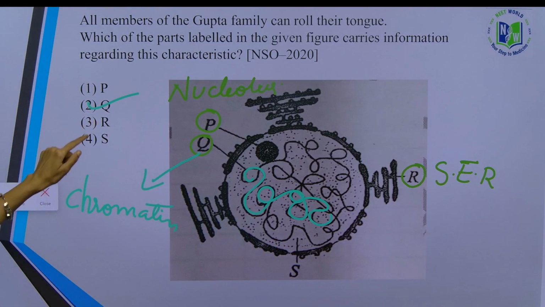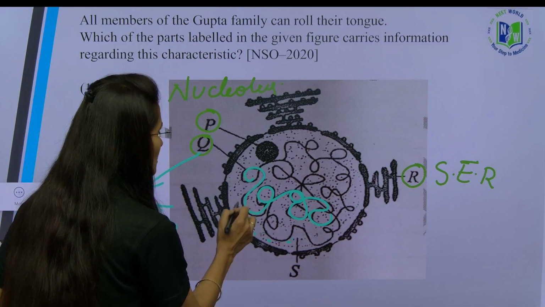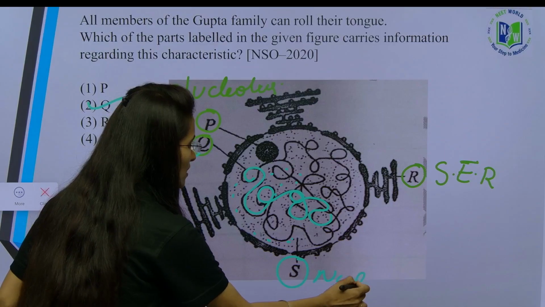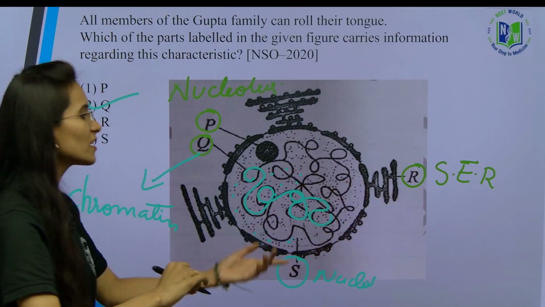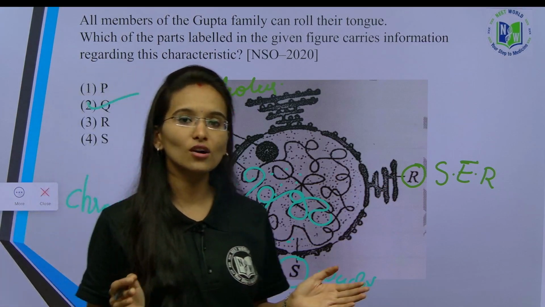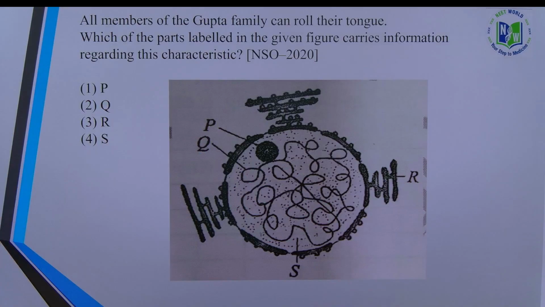Coming to R and S, both are irrelevant options. S is all about the nucleoplasm, so this is wrong. And R is the smooth endoplasmic reticulum, which is involved in the synthesis of lipids. So, here the right option is Q.